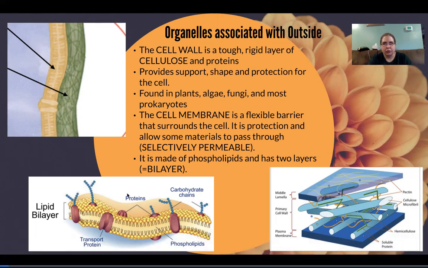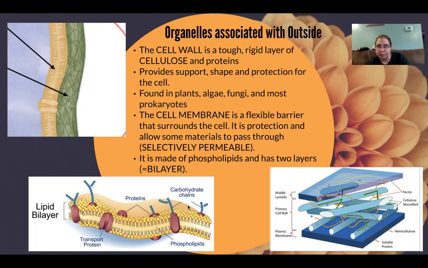Also, it is made out of a type of lipid called phospholipids, and we call it a phospholipid bilayer because there are two layers to it. Now, if you look right here in the bottom left, this is a diagram of the cell membrane. So we have the lipid bilayer. Notice that there are these little yellow circles with two lines hanging off. Those are phospholipids. We have one layer on the top and one on the bottom.